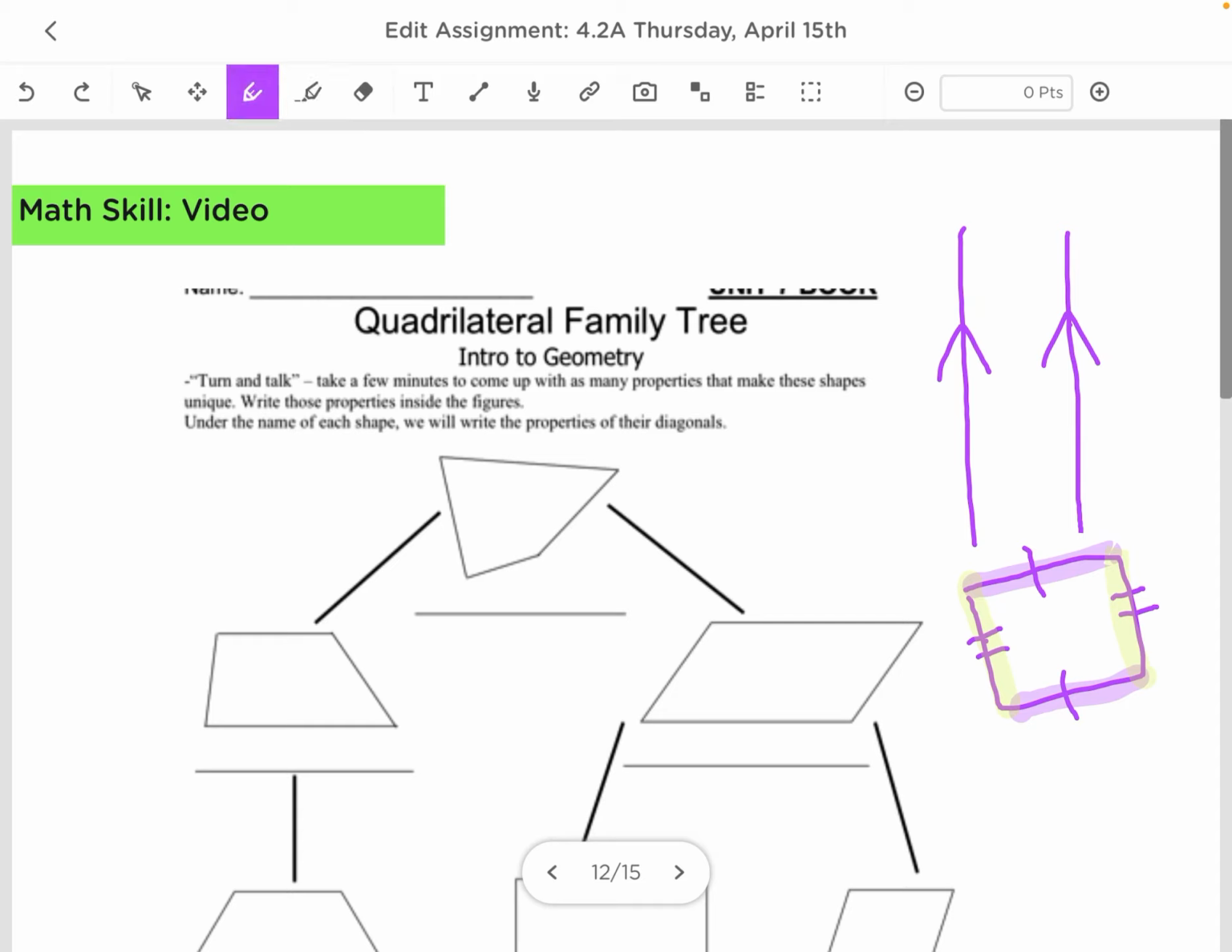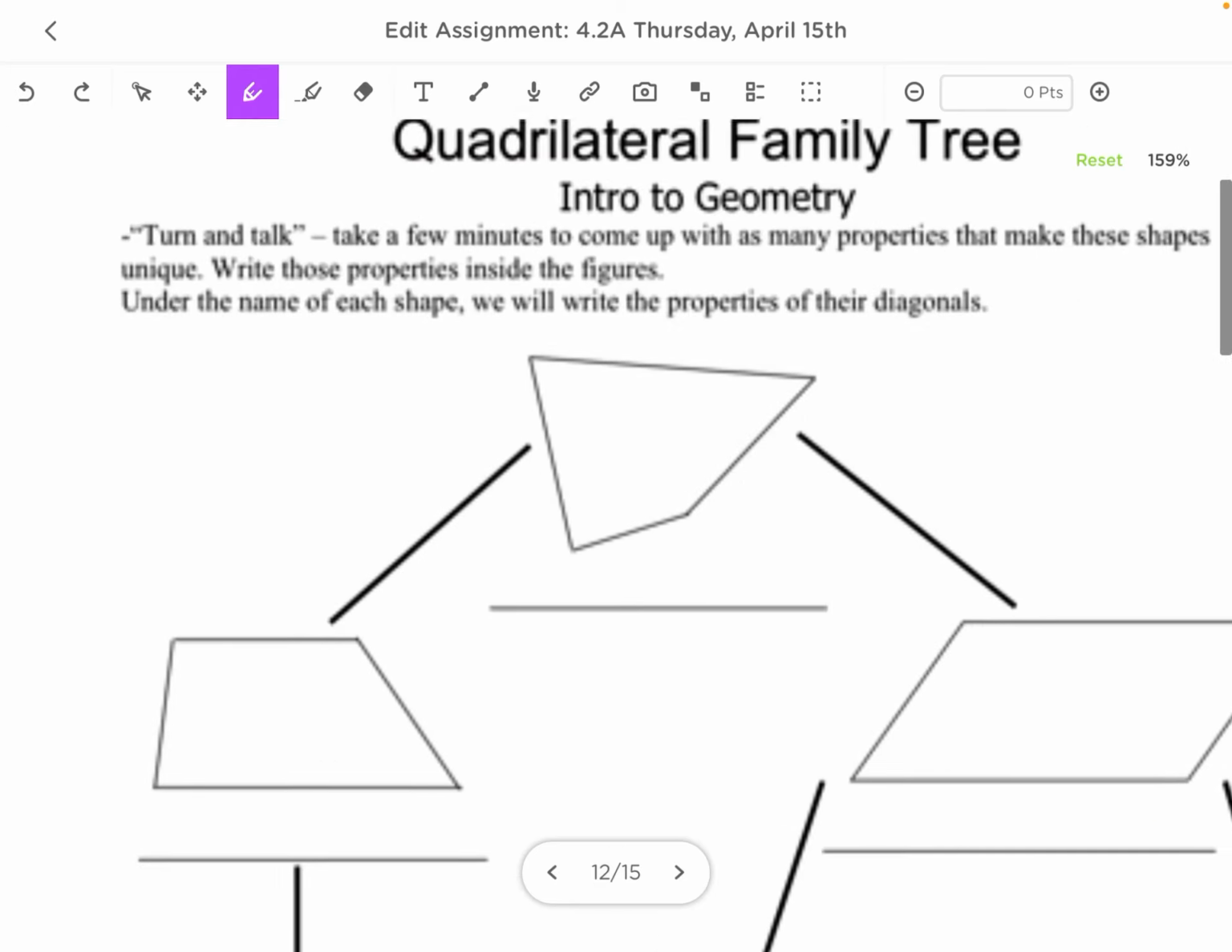And finally, if you see a square in a corner, that means that it is a right angle. So we're going to add those onto our shapes today.